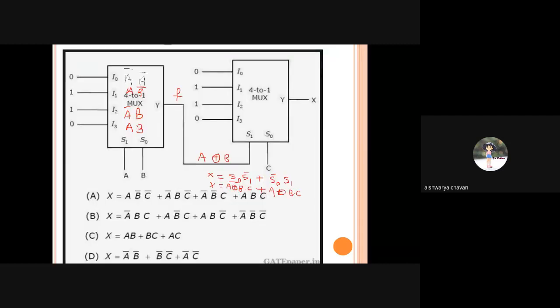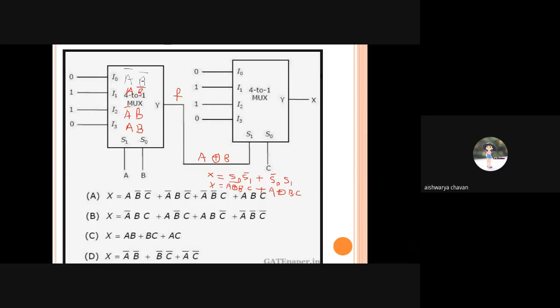Now see, this is one example from the GATE paper. The first one is given 1 mark and the second one is given 2 marks. For the 1 mark question, 1, 0, 1, 1, 0 are the inputs. For the 2 mark question, 0, 1, 1, 0 are the inputs. Suppose we assume this output Y as a function f, and we want to calculate the function f.